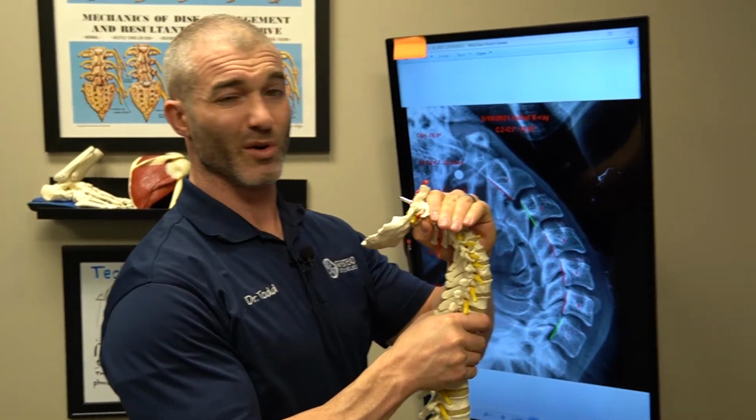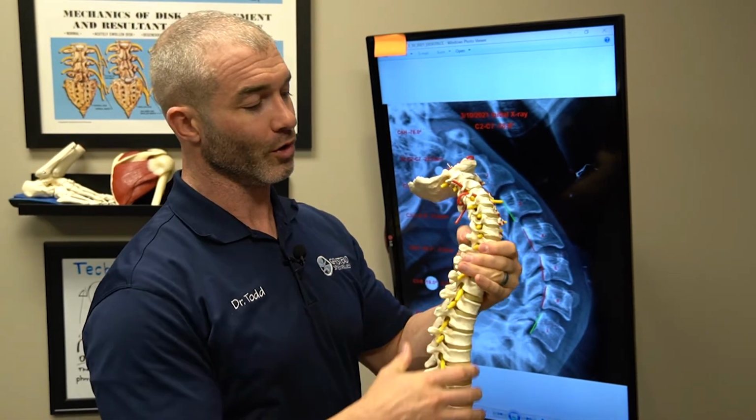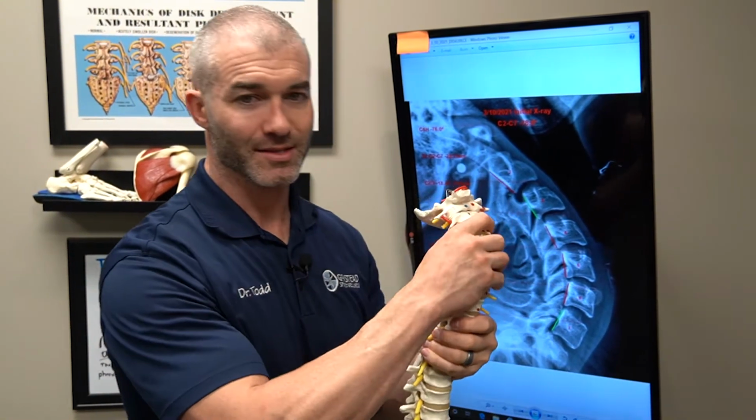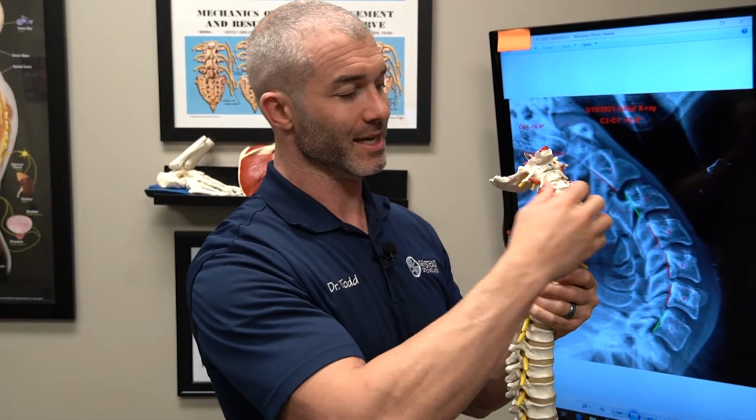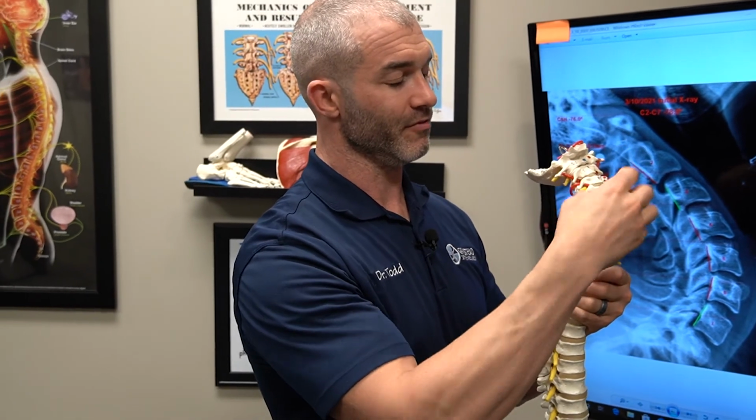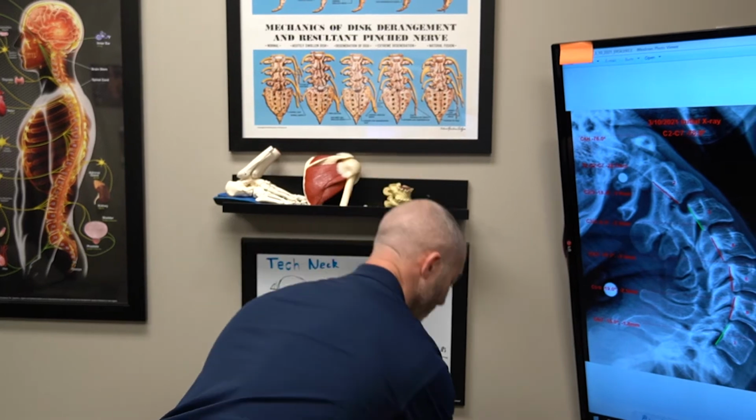So we have someone extend back as far as possible, almost to the point where it might hurt a little bit, because what we're doing on that view is we're trying to stress the spine. It's called a stress x-ray. We're stressing the spine to see if there's any sort of potential failure, subfailure issue to the ligaments that connect the bones together. Now, what do I mean by that?